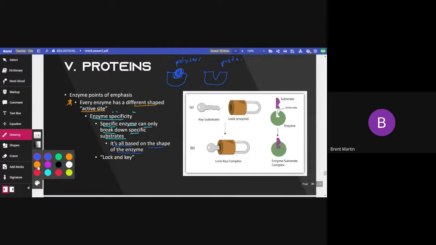Matter of fact, they'll use this comparison on the EOC. What's something else that has a unique shape and can only fit a certain thing? A key. Each of us has a different house key, don't we? Right? Isn't it nice that we all don't have the same house key?